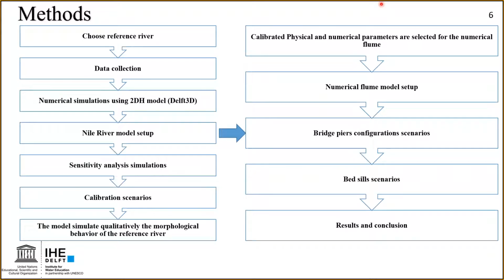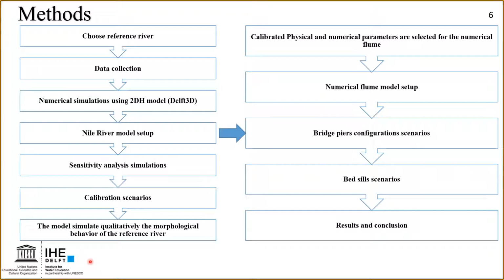Okay, now we come up to the plan. That's the general plan of our methodology. First, we choose a reference river, which is a reach downstream High Aswan Dam, Nile River, of course. Then we collected the data. Then we use numerical simulation using 2DH model, which is Delft 3D. We build up our Nile River model, which we use for sensitivity analysis simulations and for calibration scenarios.